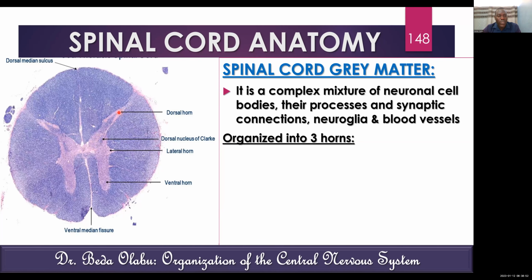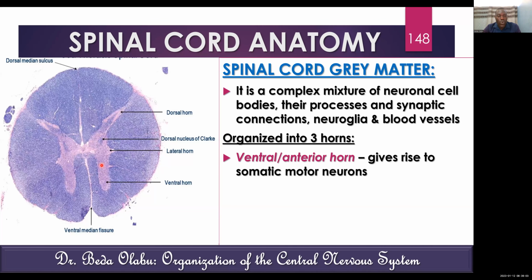It is organized into two major horns, but fine, there's usually a third horn. So let's say it has three horns. We have the ventral horn, this region here, which is also called the anterior horn. This is the region that gives rise to somatic motor neurons. These are the neurons that innervate skeletal musculature. So the cell bodies of the lower motor neurons, as we call it, are housed within this region. It has a somatic motor function.